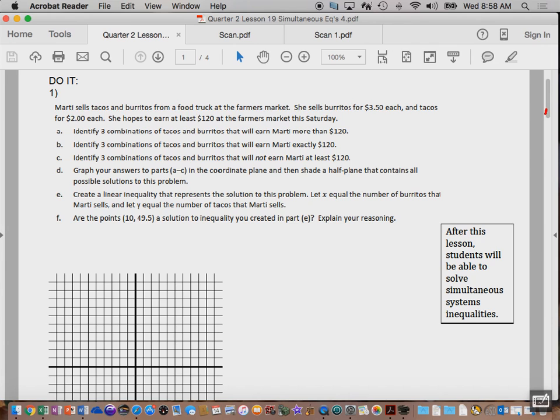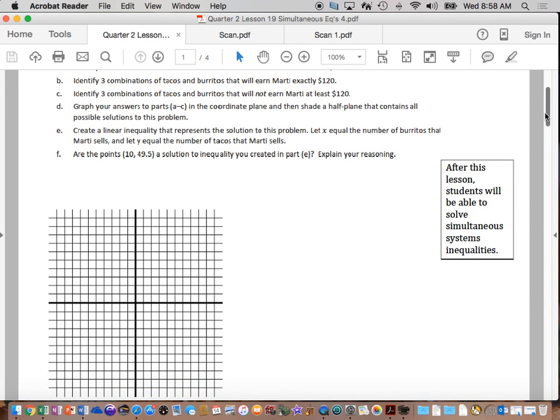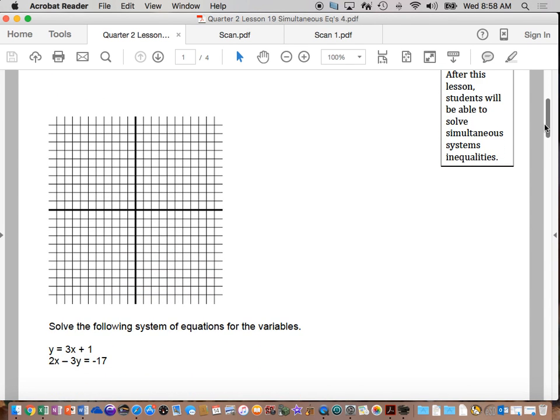So now we get to the heart of the problem. How much was it a burrito again? $3.50. Okay, so I'm gonna let B be burrito.